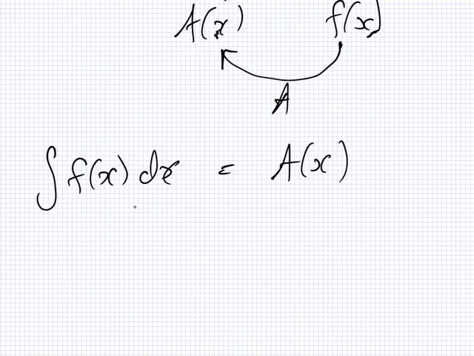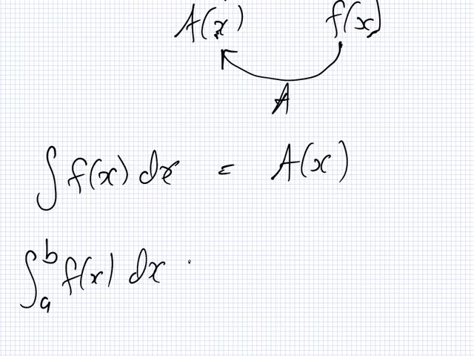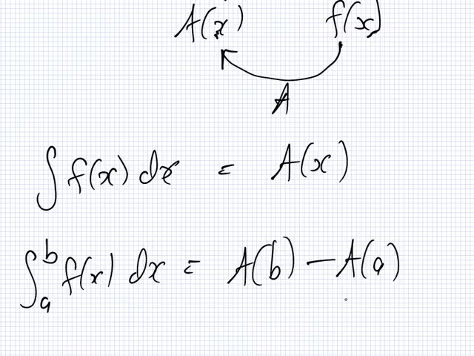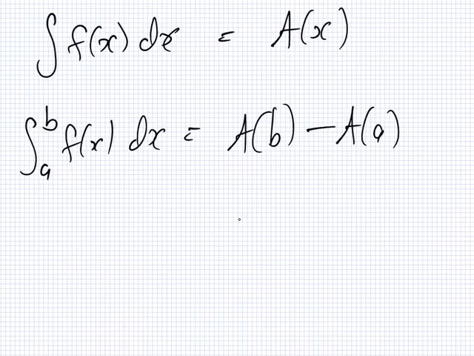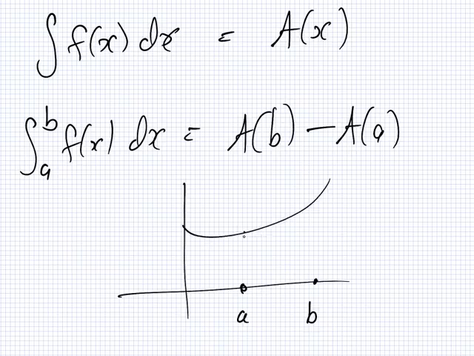Now what happens if I put in limits? A to b, f of x dx. That would be ab minus aa. Yeah, so what will this be? That would be the area from A to B.